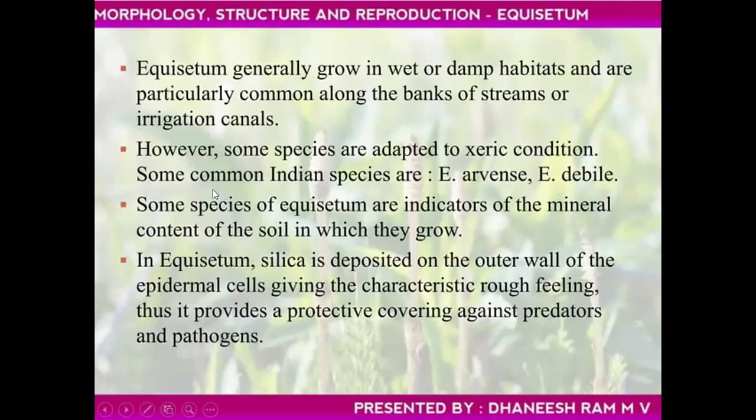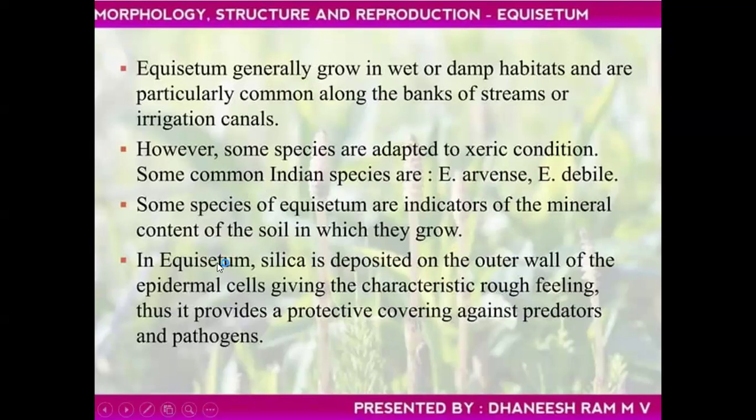Another most important point regarding Equisetum is that the genus is considered an indicator of mineral deposits in the soil. That means wherever minerals are available in greater quantity in the soil, Equisetum can grow profusely. We find them growing more profusely in those particular areas. That's why Equisetum species are considered good indicators of mineral deposits.